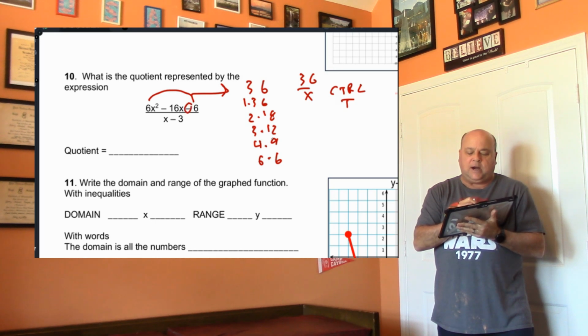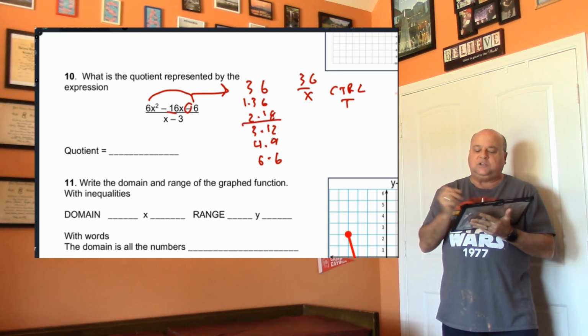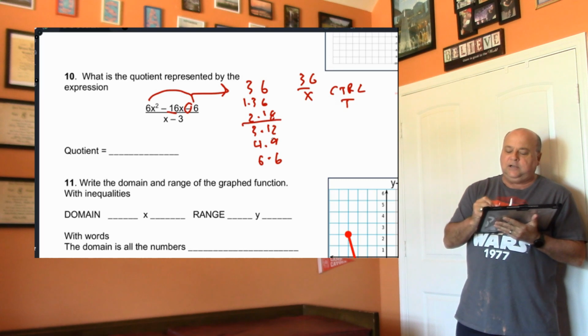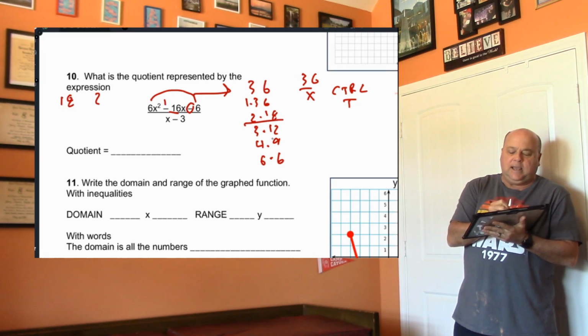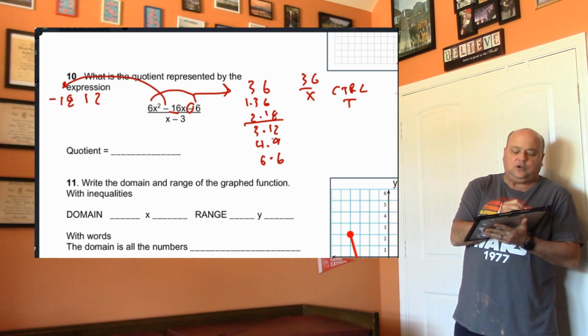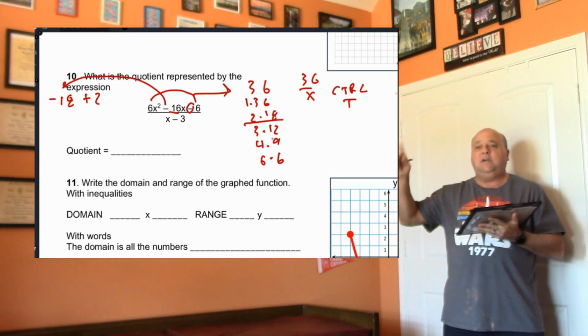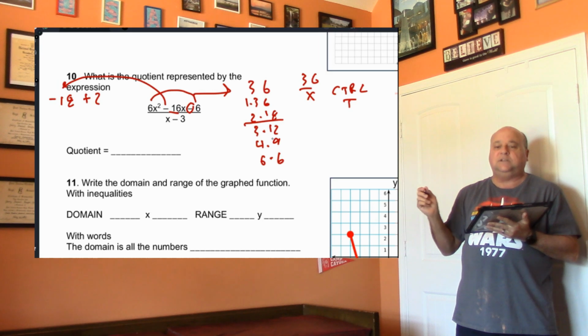We want to subtract and get 16, which is going to be the 18 and 2. So I'm going to go over here and write down 18 and 2. The 18 is going to be negative, and the 2 has to be plus. So negative 18 plus 2 gives me my negative 16.